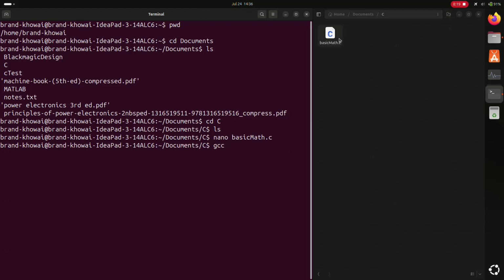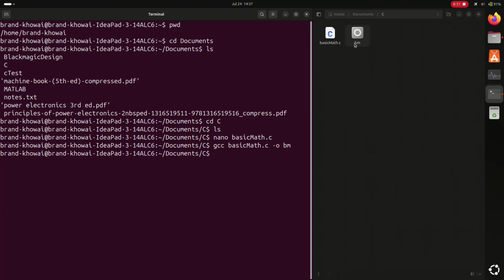The name of the file is basicmath.c, basic capital math.c, then -o, which means output, and the name of the executable file, the file where we store the output of this C program, or whatever code we have written. So let's say we name it bm, for basic math.